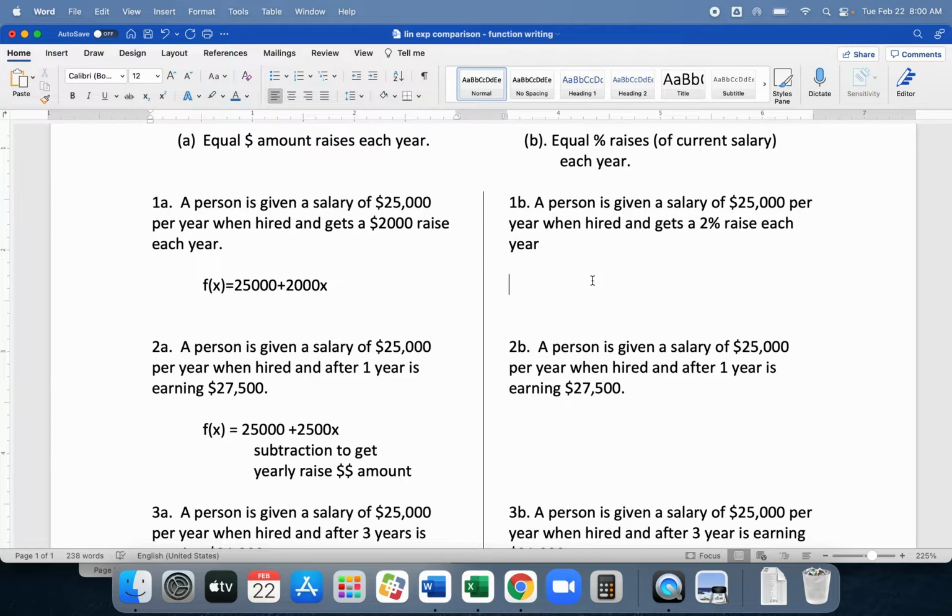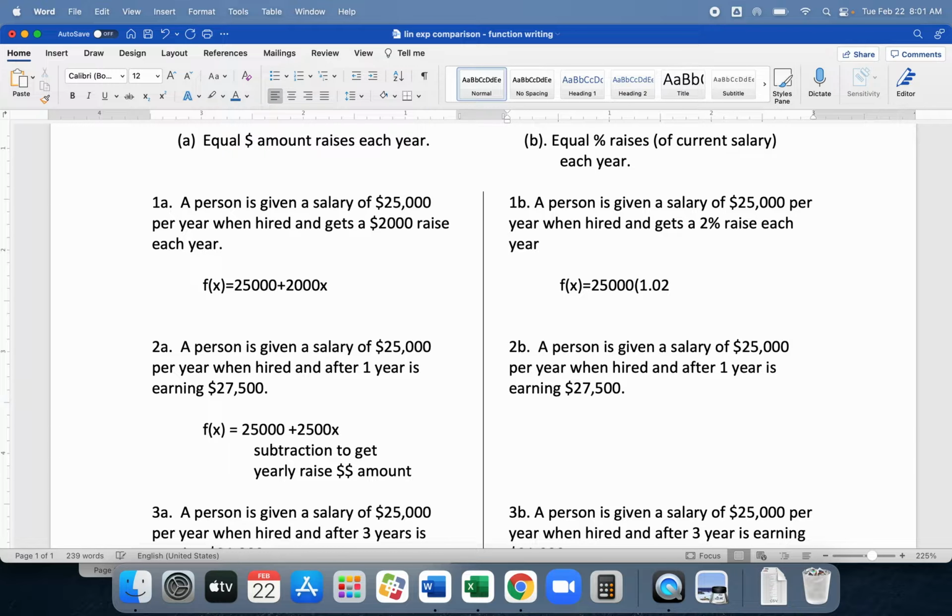So in question 1B, again, we started at 25,000, and we're getting a 2% raise each year. So instead of adding, it's always a percentage of that number, or a percentage of a result of having used that number, which involves multiplication, right? These are percentages. So what is it that I'm going to multiply by to get the first year's salary in one step? To do a 2% raise or a 2% increase?